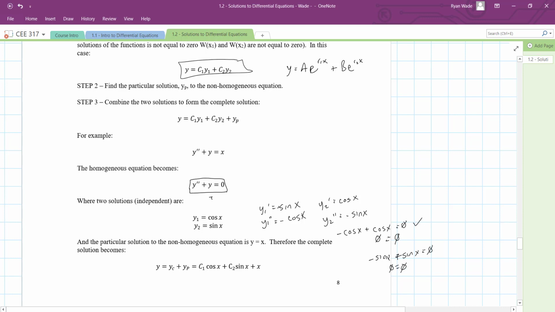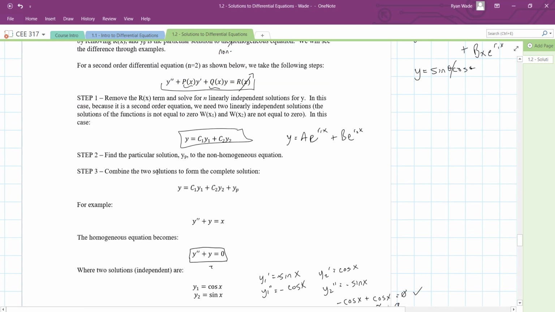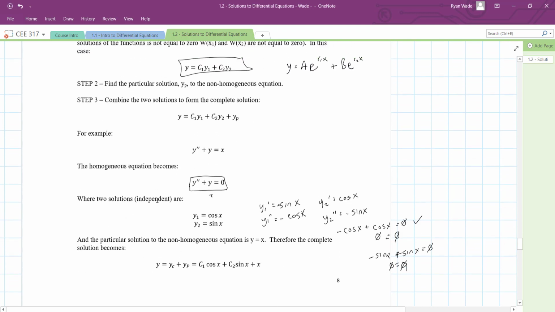We've got two solutions which are independent of each other. The definition of that is that the Wronskian of the functions is not equal to 0 at the same time.